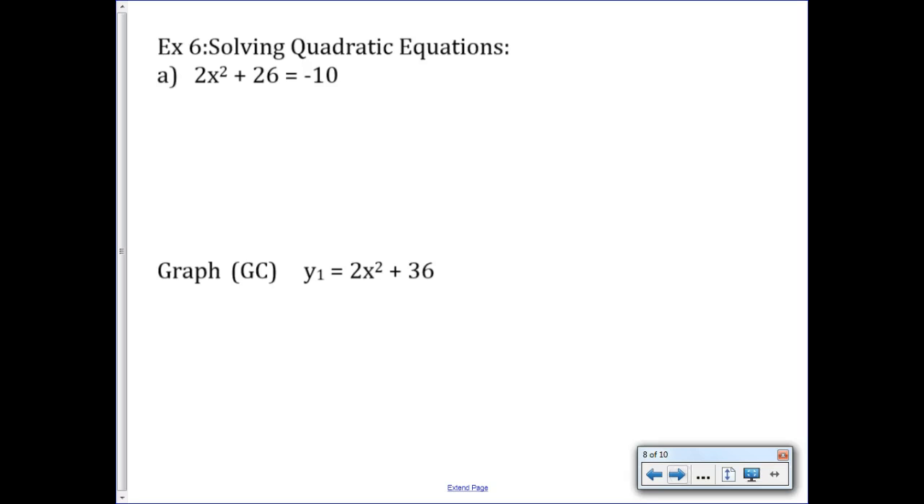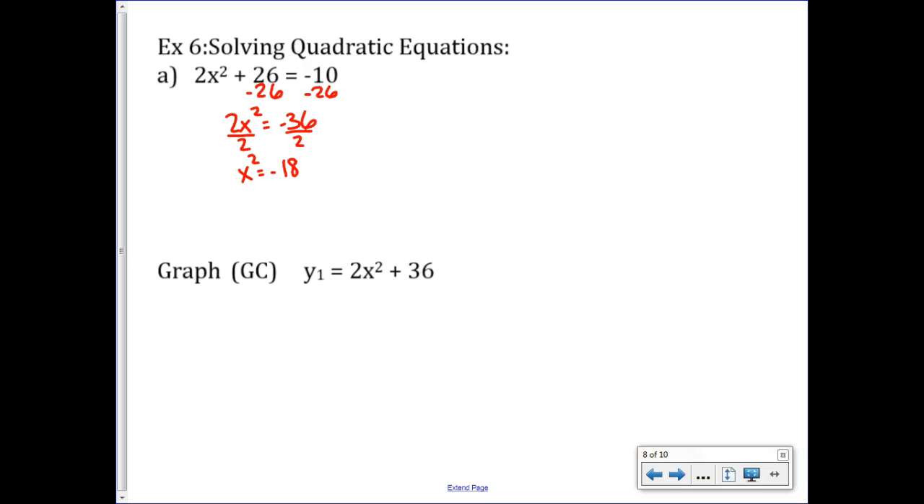All right. Now, let's talk about solving, since that's what we've been doing the past chapter or the past lessons. Let's go ahead and solve this. So I'm going to probably try to solve by square roots since there is no middle x term. So I'm going to move this 26 over. And I get 2x squared is equal to negative 36. I'm going to divide by 2. And I get x squared is equal to negative 18.